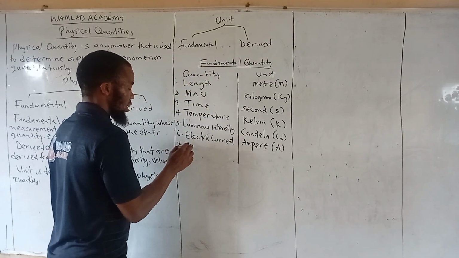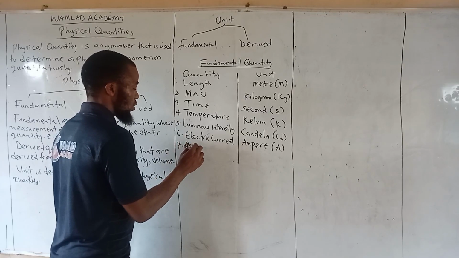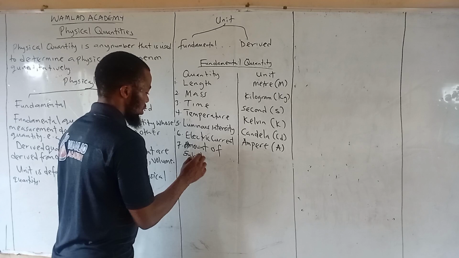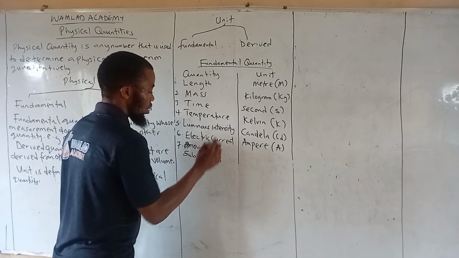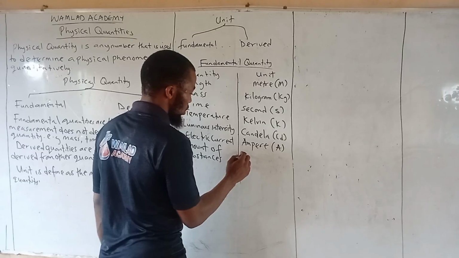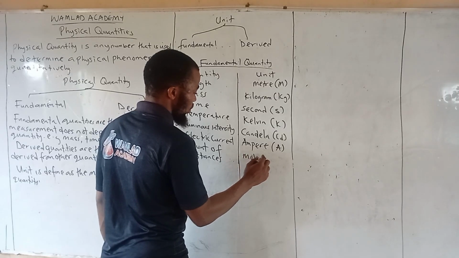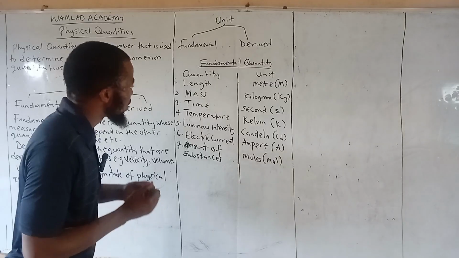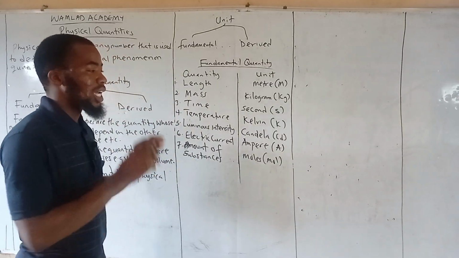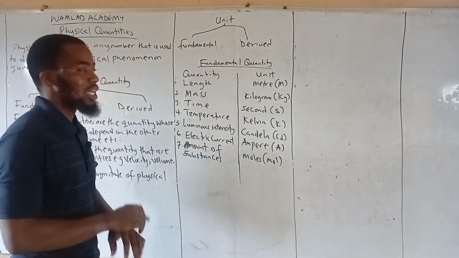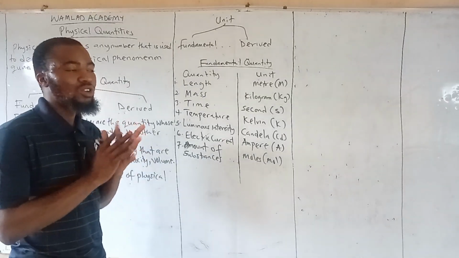Amount of substance. The unit is what we call mole, abbreviated as mol. So all these quantities we have here are fundamental quantities. Any other quantity apart from these 7 is known as a derived quantity.